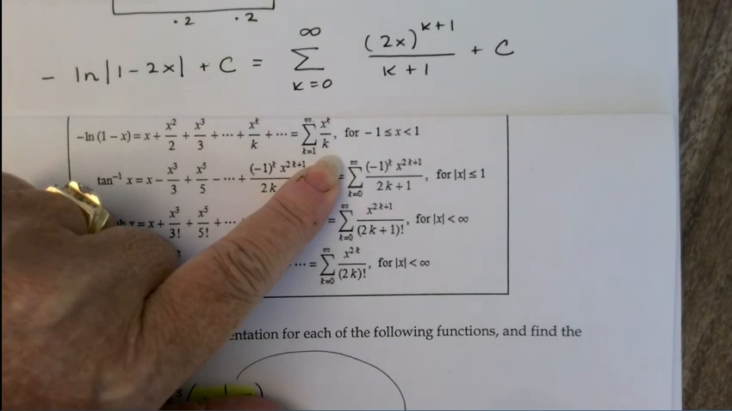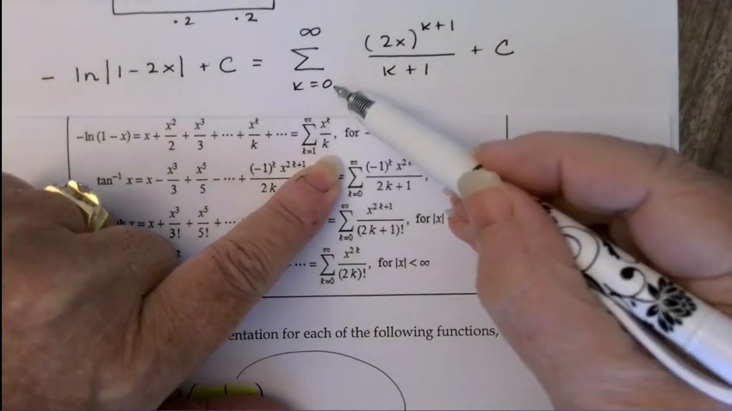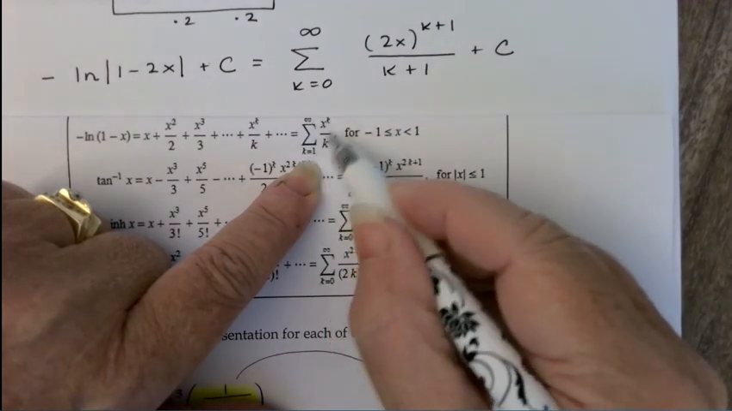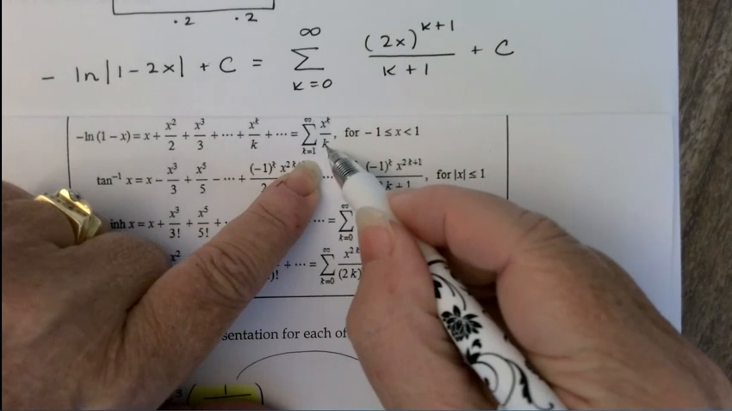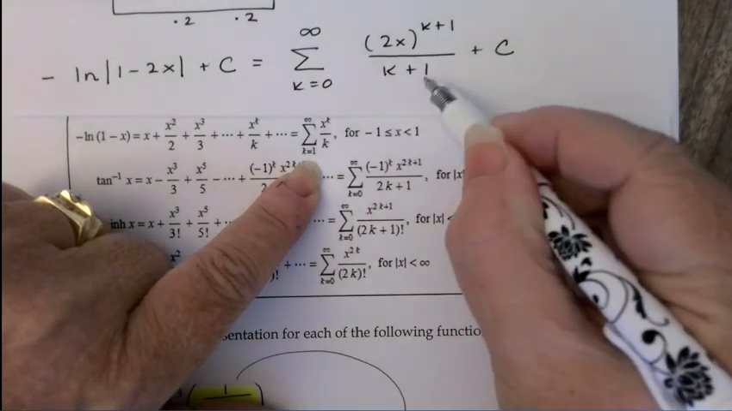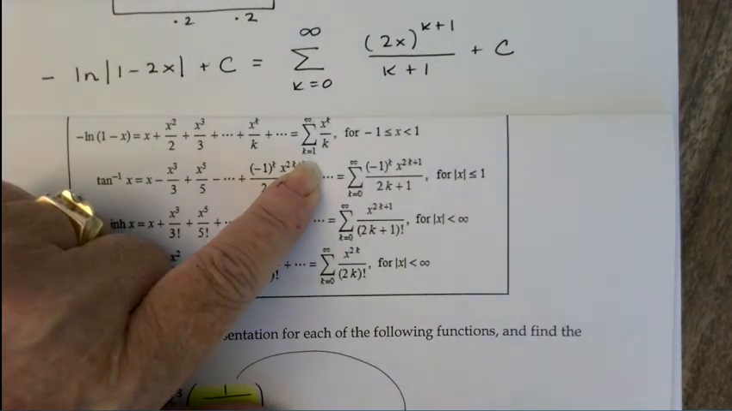But look at the starting k values. My k's start at 0. Theirs start at 1. So the first one is the first power divided by 1. When my k is 0, that's still a first power and divided by 1. It's really the same. Okay?